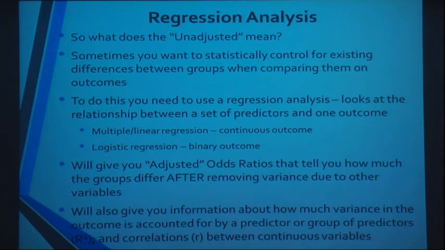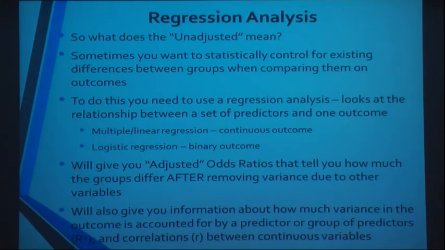But what it will give you is something related to odds ratios, which I think is important to know, and they did identify that in the papers. Okay, what the regression will give you is an adjusted odds ratio that tells you how much the groups differ after you've statistically controlled for other variables or removed variance due to those variables.